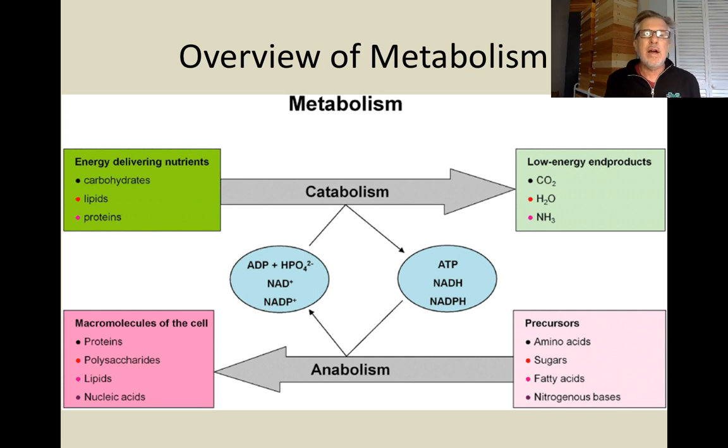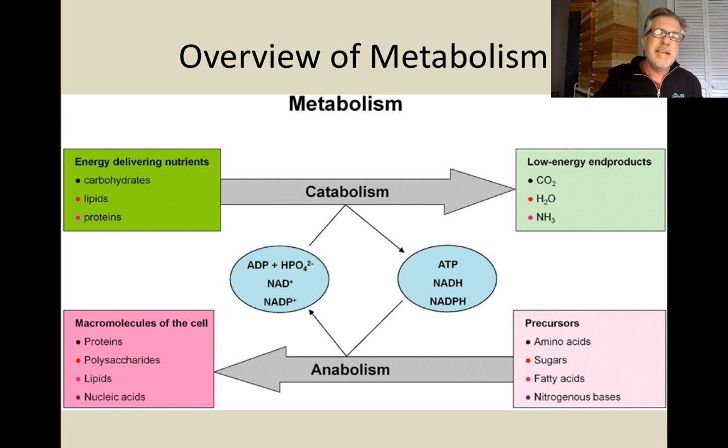Now, we can think of this overview of metabolism like this. Here on the upper part, we have energy delivering nutrients, and this is assuming a heterotroph here. And then through catabolism, we get the low energy waste products, but we also get the buildup of ATP and these other molecules, which we'll learn about soon enough. And then the energy that is stored in them is used in anabolic processes to take building block molecules, which are called precursors here, and turn them into macromolecules.